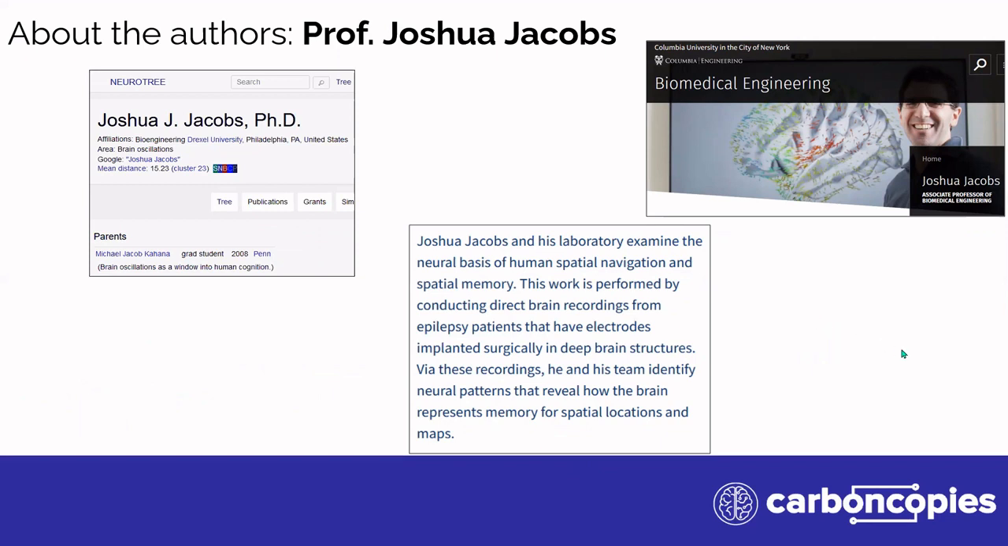Professor Joshua Jacobs runs a lab at Columbia University and specializes in direct recording in human patient volunteers. Work with patients is a unique opportunity to verify and validate hypotheses previously tested only in non-human mammals, and to conduct studies where the cooperation or response of a human participant is essential.